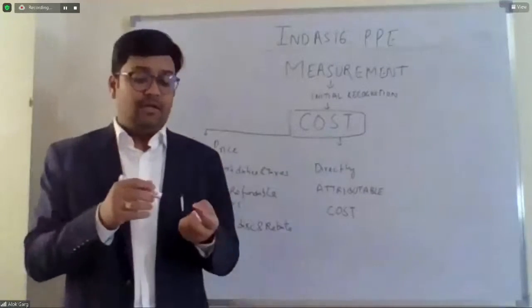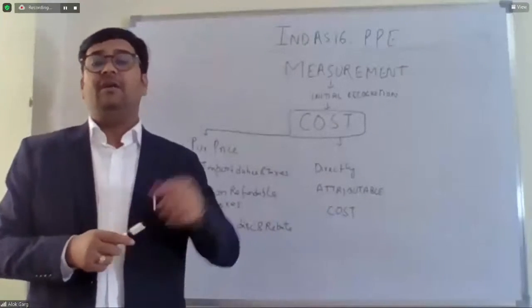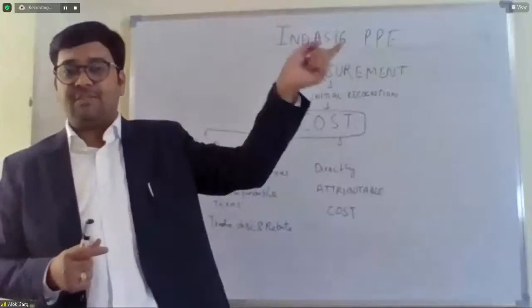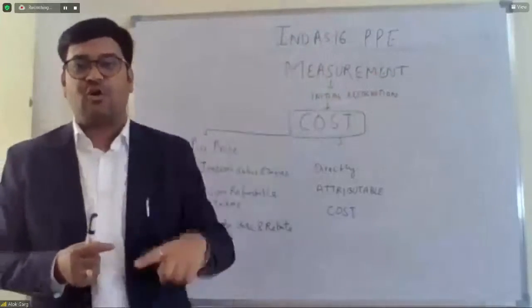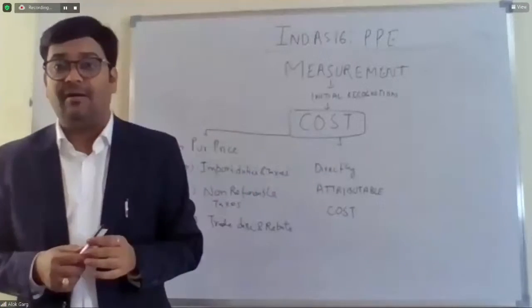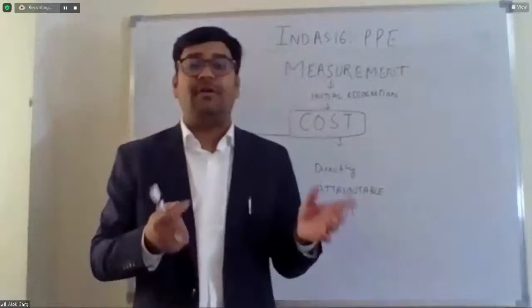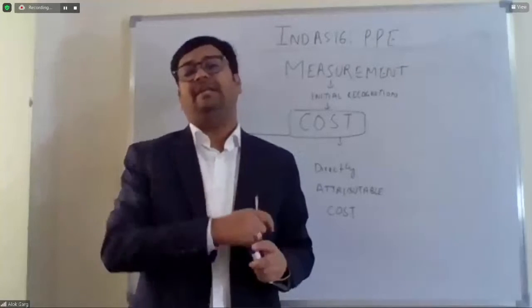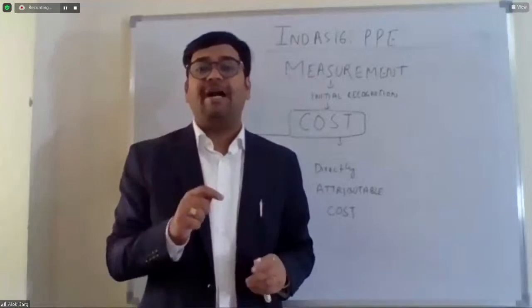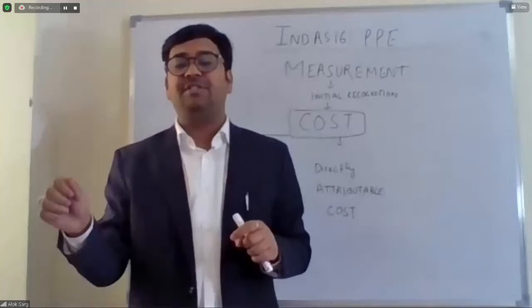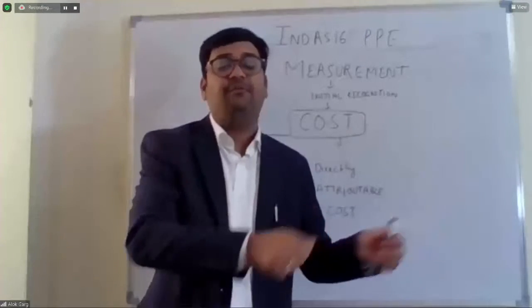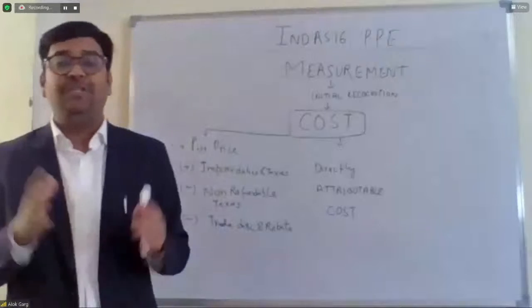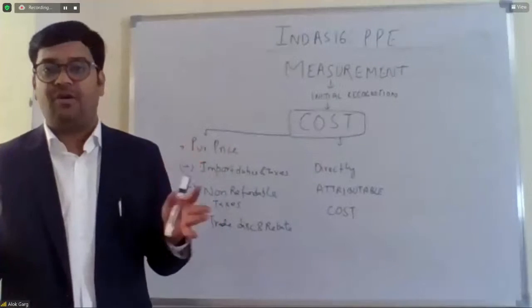Had the company not purchased the machinery, the freight cost, the transportation cost, the carriage cost would not have been incurred. Had the company not acquired a machinery, the professional fees of the consultant who is required to install and start that machinery would not have been incurred. So these are known as directly attributable cost.